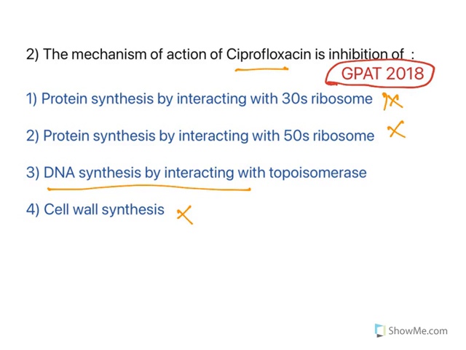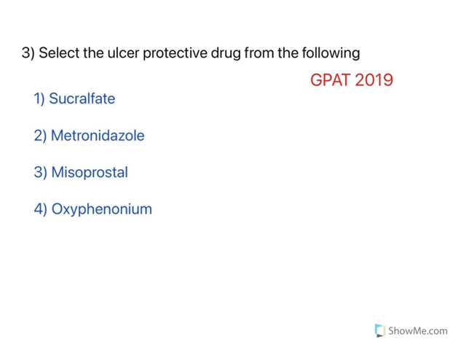You know, you have ampicillin, tetracyclines, chloramphenicol, all of them are protein synthesis inhibitors, whereas penicillins, beta-lactam antibiotics, are cell wall inhibitors, whereas ciprofloxacin, quinolones and fluoroquinolones, they inhibit DNA. So again, this is a mechanism based question. Moving to the next one.